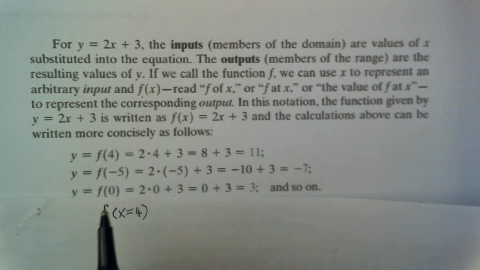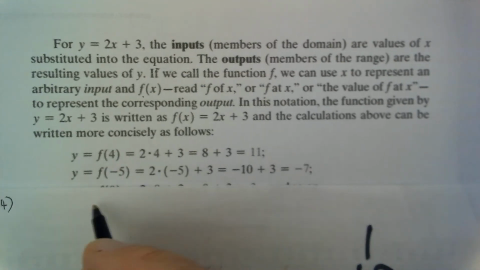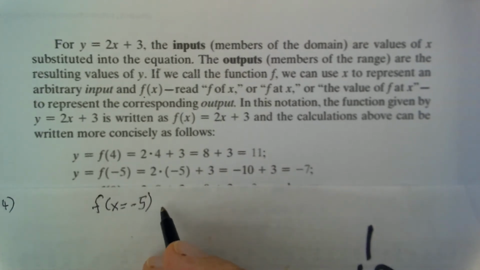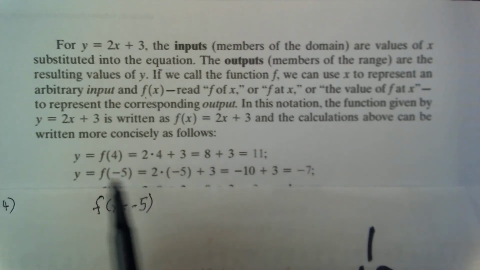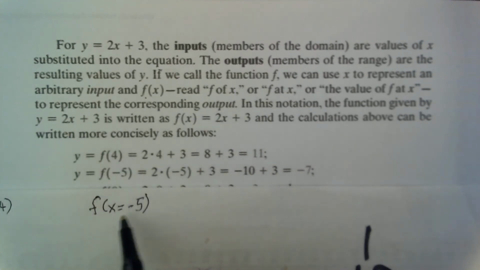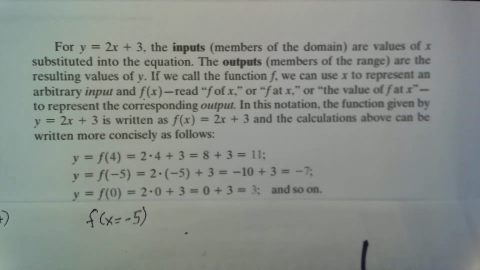And similarly, when we replace x with the number minus 5, that means f, the value of the function when x is replaced with negative 5. Wherever you see an x, you replace it with minus 5. Here there's only one place in the original equation, but we replace that x with minus 5, and we get the result of minus 7.